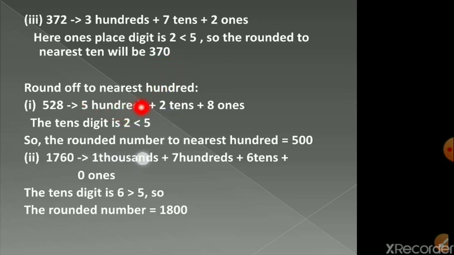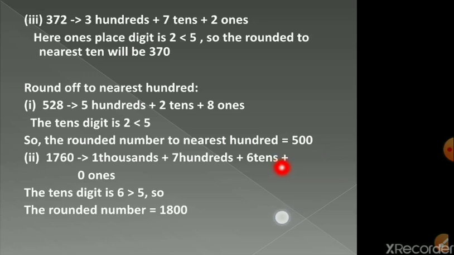Next, round off to nearest 100. When we are rounding off to nearest 100, we will check the digit in the tens place. If the digit in the tens place is 5 or more than 5, then again there will be 1 added to the digit in the 100 place. So the number given is 528. Now checking the digit in the tens place, we can see that it is 2, which is less than 5. Therefore, there will be no change in the digit in the 100 place. Hence, the number we get after rounding off is 500.